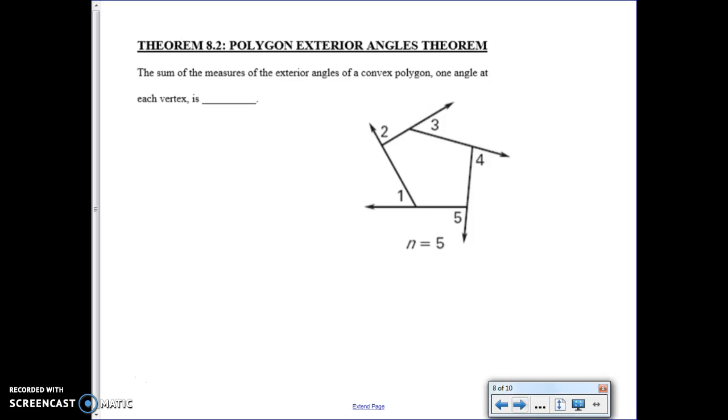Okay, another theorem we have is the exterior angles theorem. It says the sum of the measures of the exterior angles of a convex polygon, one angle at each vertex, is 360 degrees. So this is just something you should know. It's 360 degrees. It never changes, no matter how many sides we have.